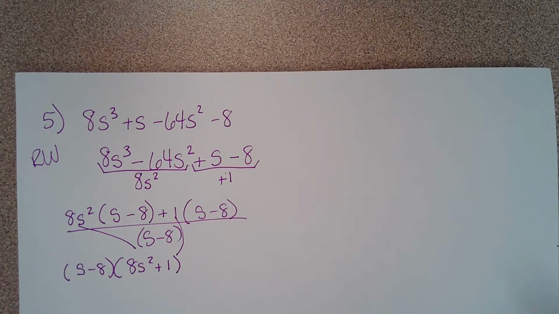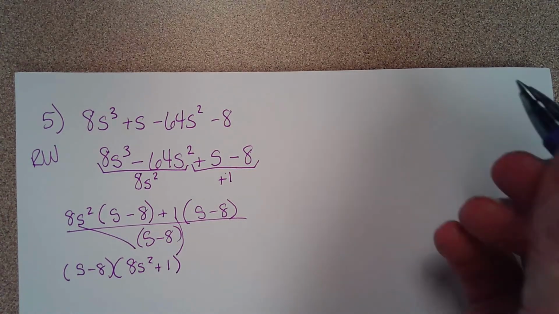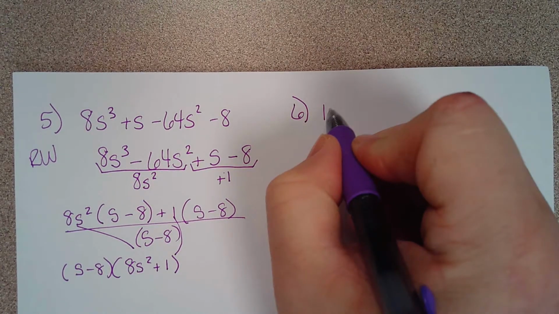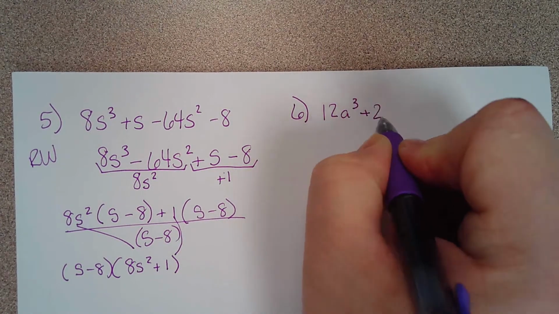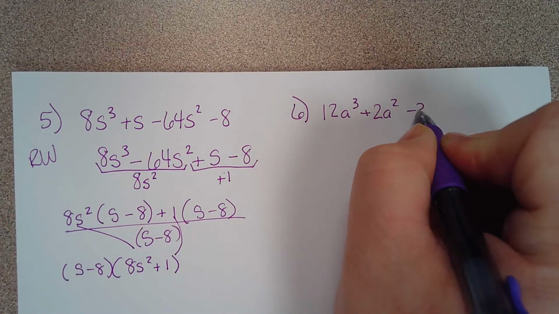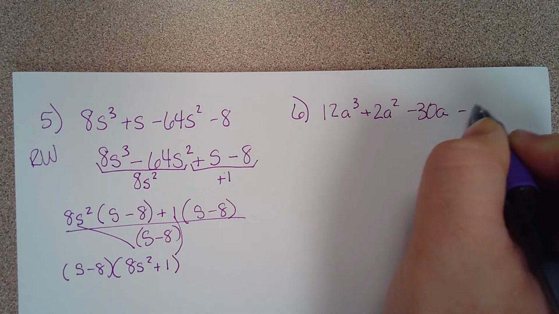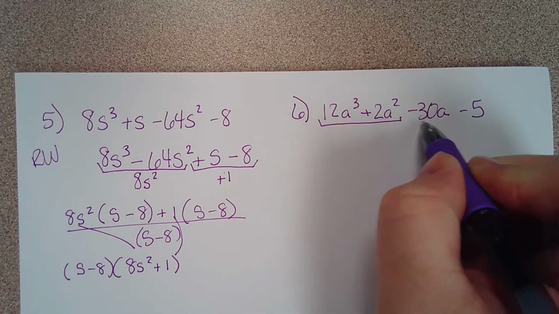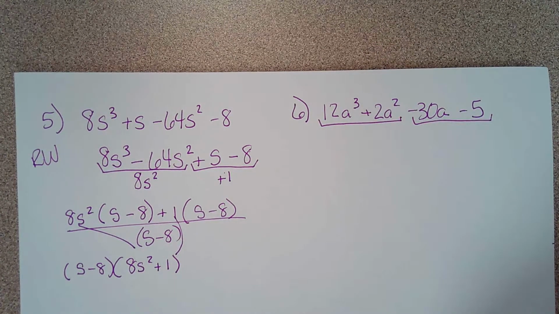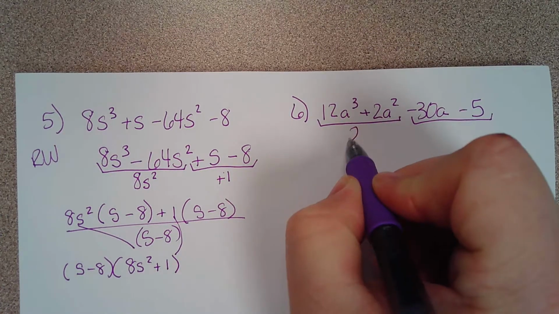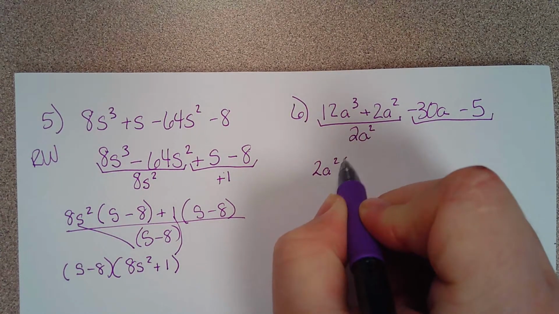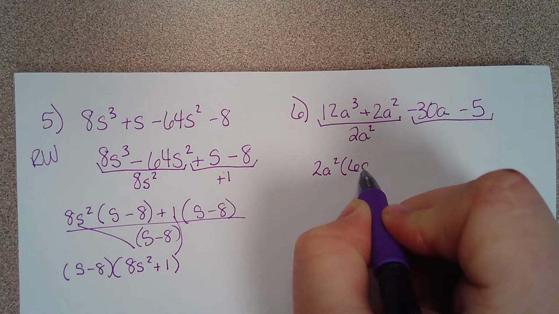All right, and then number 6 here. This one is unique because of the signs. So I have 12a cubed plus 2a squared minus 30a minus 5. So let's factor by grouping. Let's group the first two and the last two again, because they're already, like I said, in descending power order. So you can take out a 2a squared. And when I do that, I end up getting 6a plus 1.